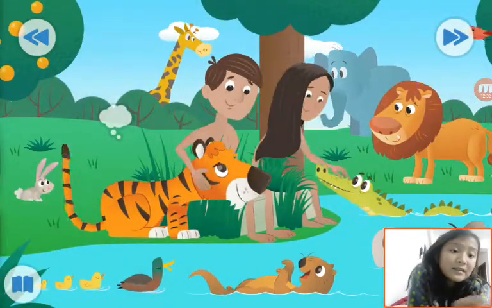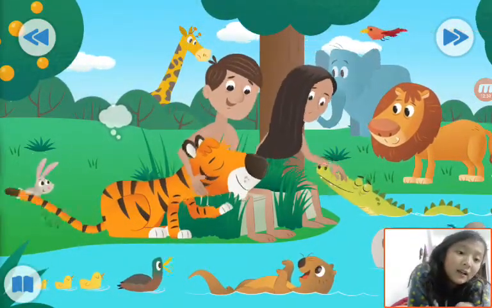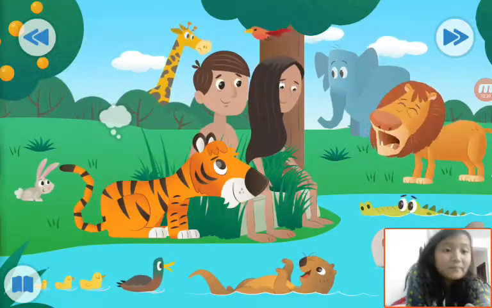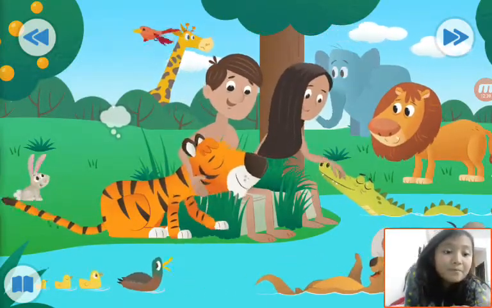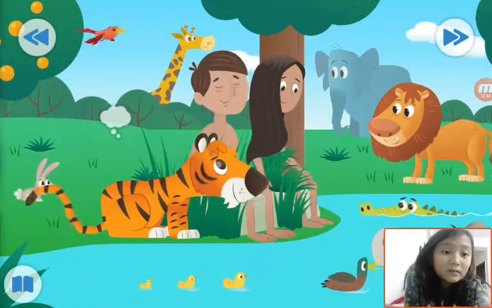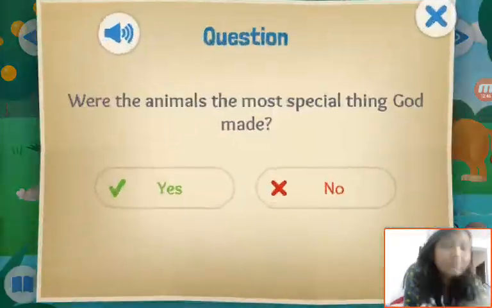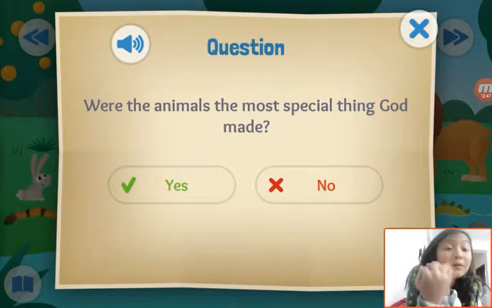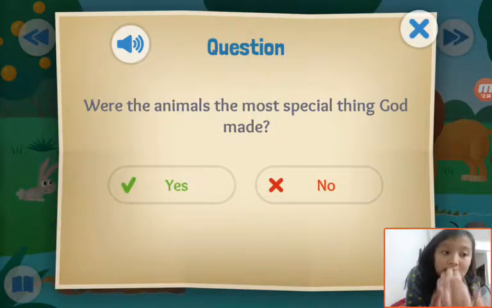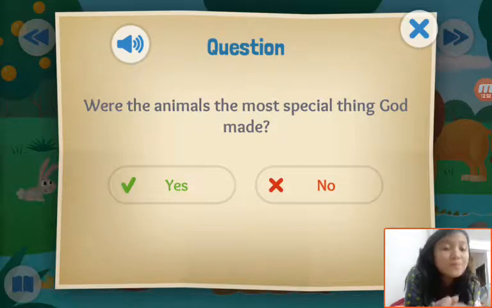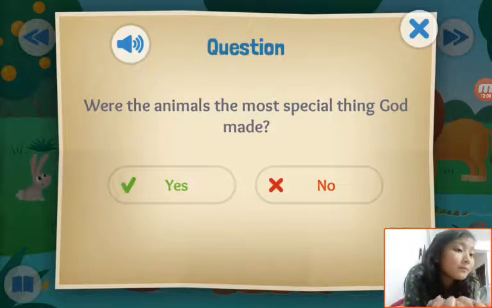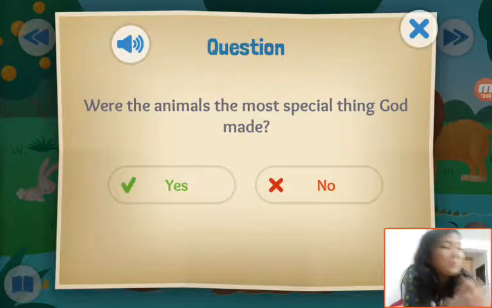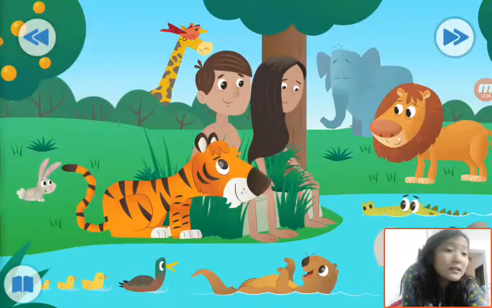Like, if we're seeing someone, that means we're seeing God. Like, it is saying we cannot see God, but we can think that we're seeing God's image. Question: were the animals the most special thing God has made? No, it isn't the special thing.